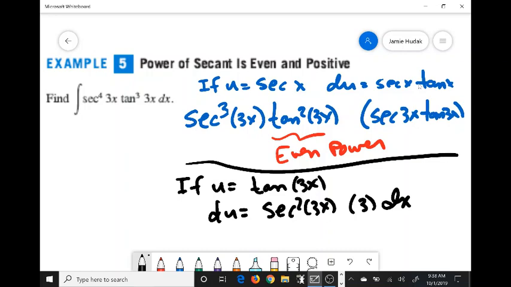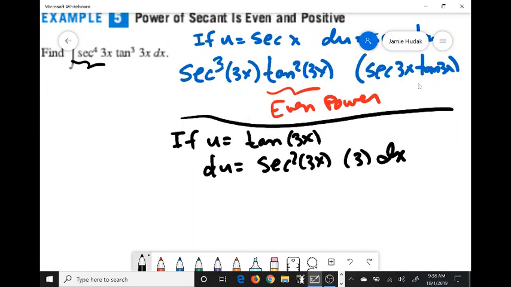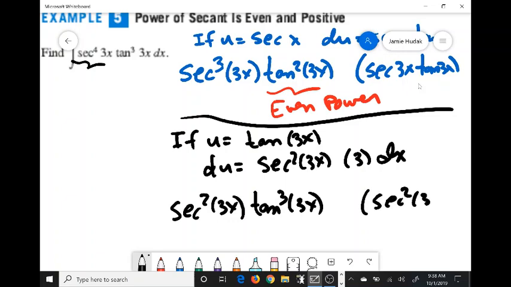And we say, okay, if I let the tangents be u, I need to save a secant squared. When I save a secant squared, are the secants that remain in even power so I can convert them? And the answer is yes. We would have secant squared 3x times tangent to the 3rd 3x, and then my saved secant squared 3x dx. And we say, yes, that would work also. So in this example, we can choose u as secant of 3x, we can choose u as tangent of 3x. Both cases will work. Great. Now it's just a matter of preference.